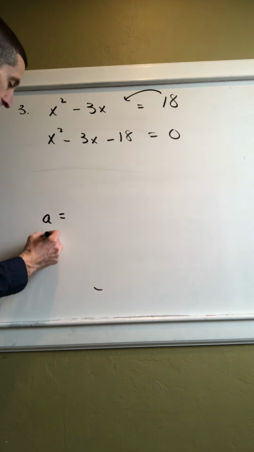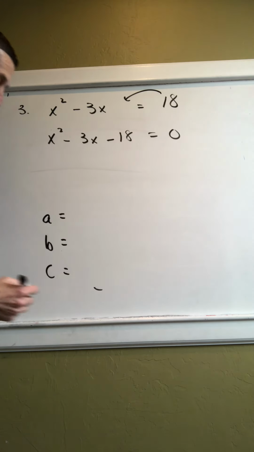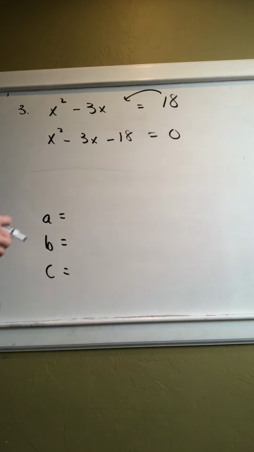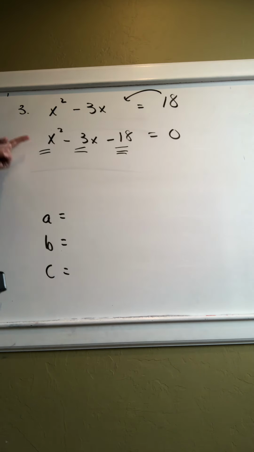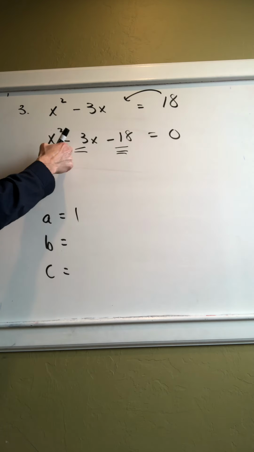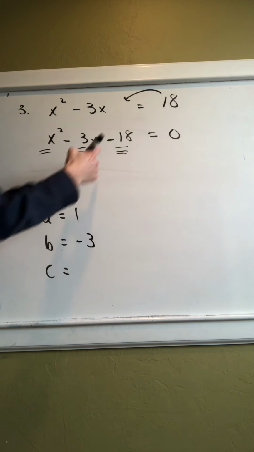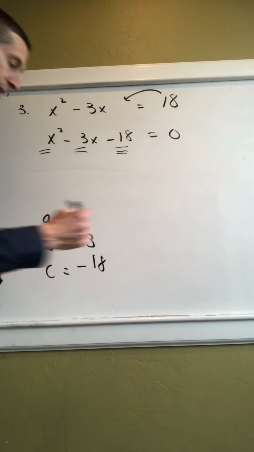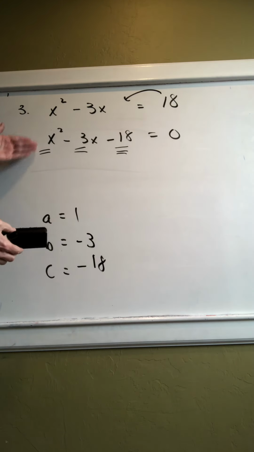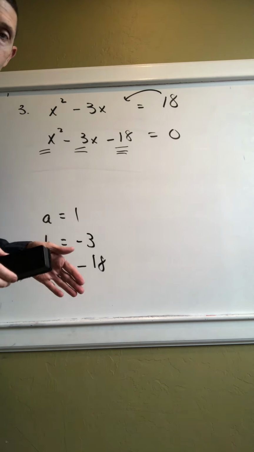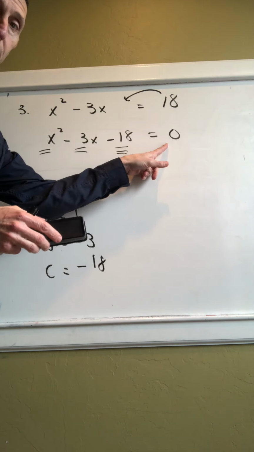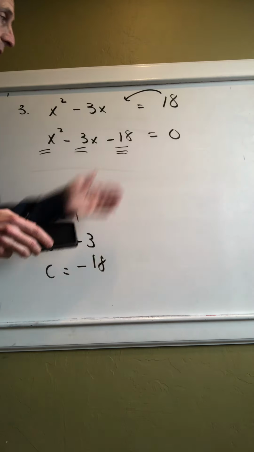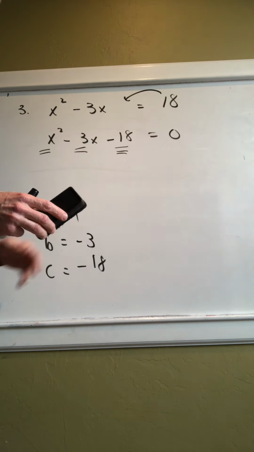So we can pick out, again, our a's, b's, and c's. So nothing here, negative 3 there, negative 18 there. So your a value, again, is an understood 1. B value, negative 3. C value, negative 18. So you have picked out your a's, b's, and c's, and you can only do this when it's set equal to 0. Don't try to find an a, b, and c until you've got it set equal to 0.